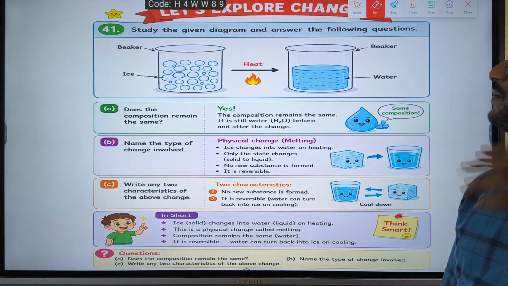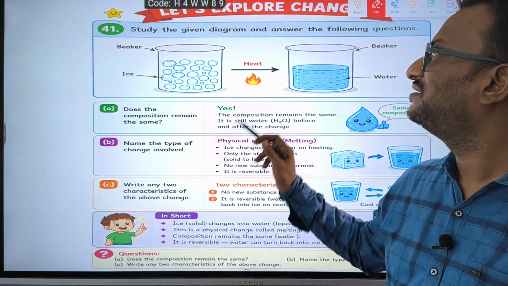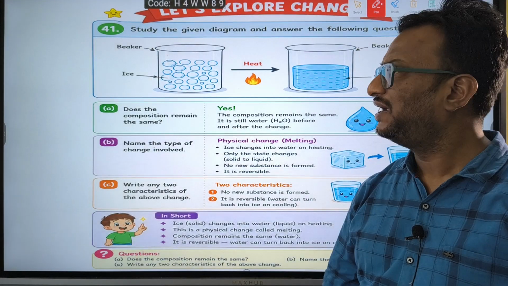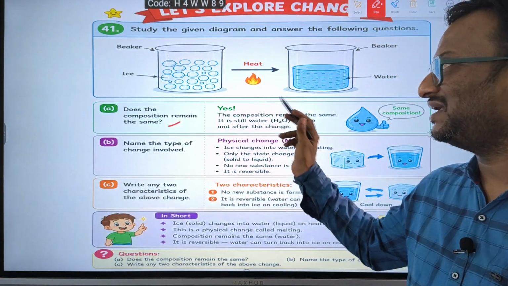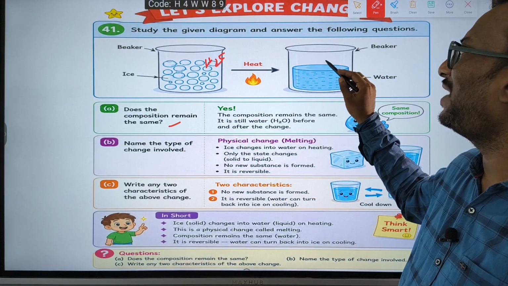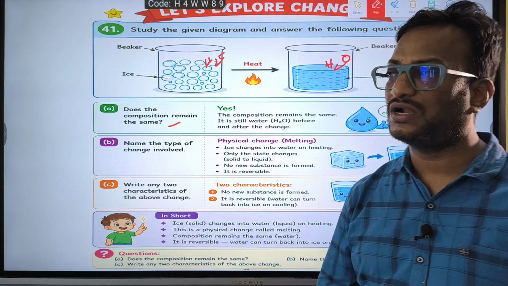Study the given diagram and answer the following questions. See, here is a beaker, ice, heating, and the beaker converting into water. A. Does the composition remain the same? Yes. The composition in ice is H2O and water is also H2O. The composition is not changing.